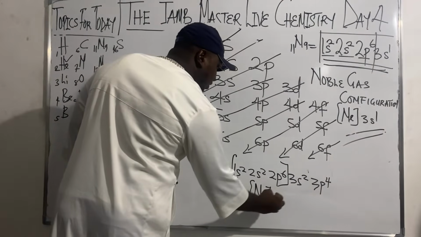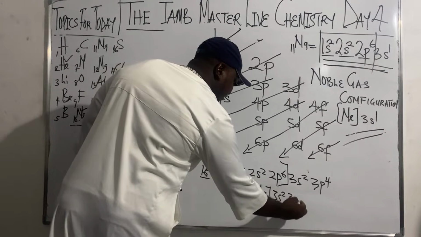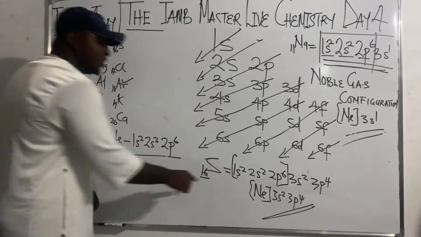So that will be neon 3s2, 3p4. This is the noble gas configuration for sulfur.